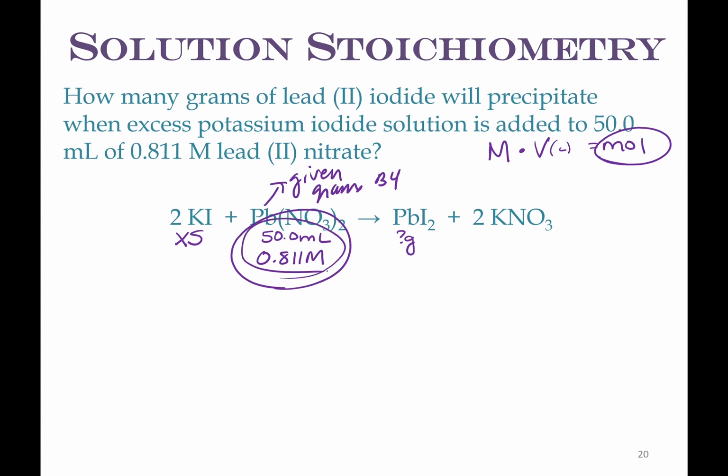So you're going to notice the math is very similar, except this first step, how we get to moles. But you already know that molarity times liters is equal to moles. So I'm going to convert the 50 milliliters to liters. We can do that right away in the dimensional analysis. So 50 milliliters of lead 2 nitrate. So for 1,000 milliliters, there's 1 liter of lead 2 nitrate.